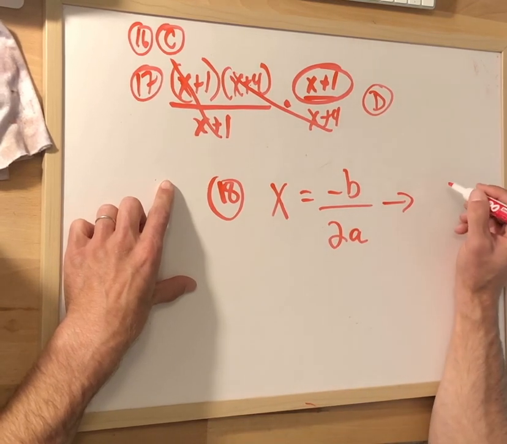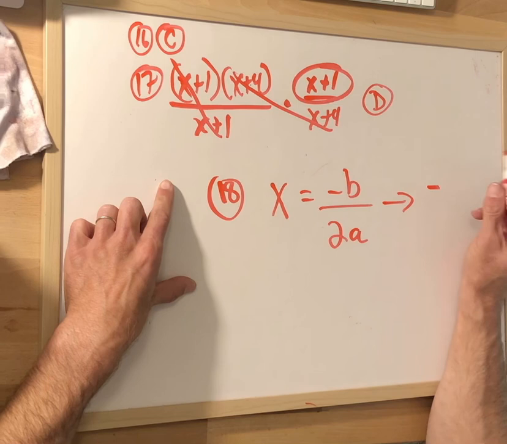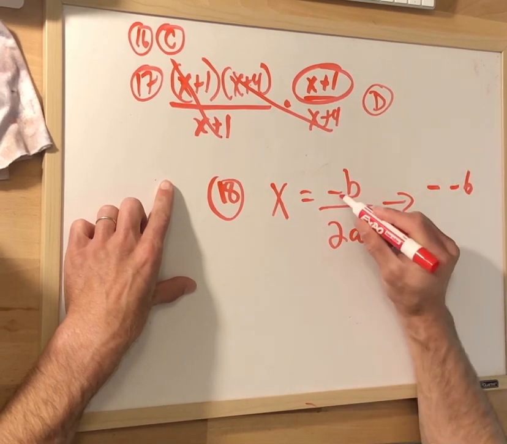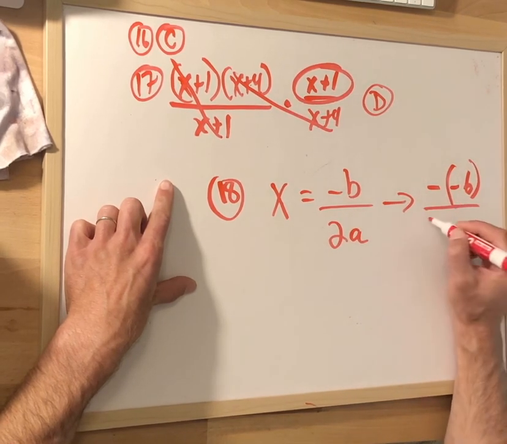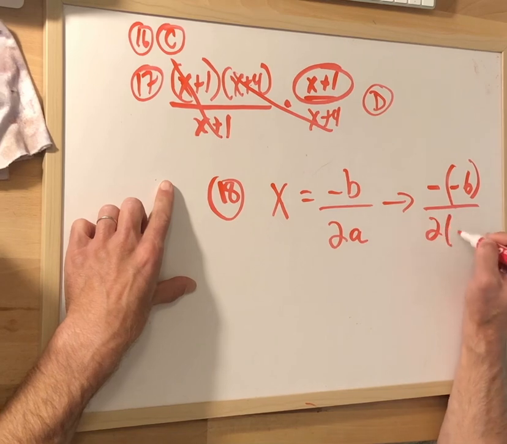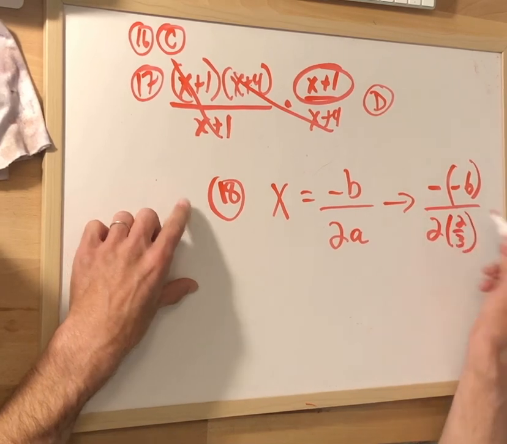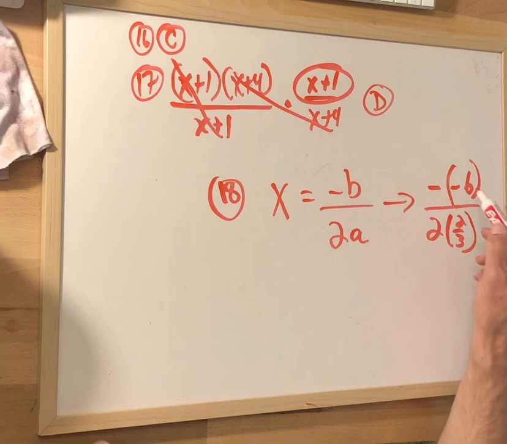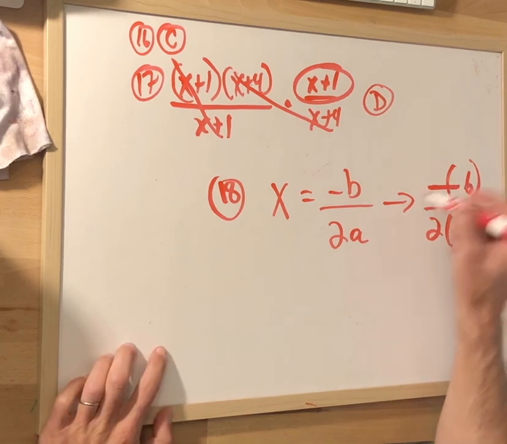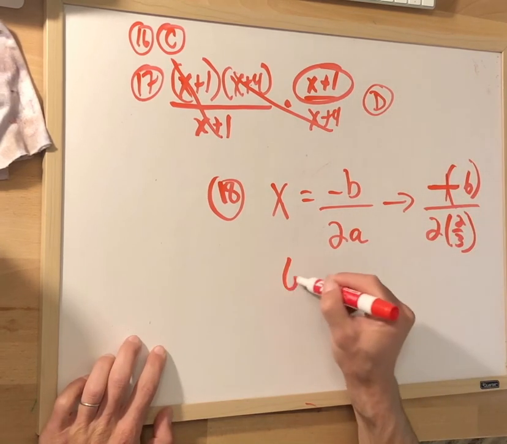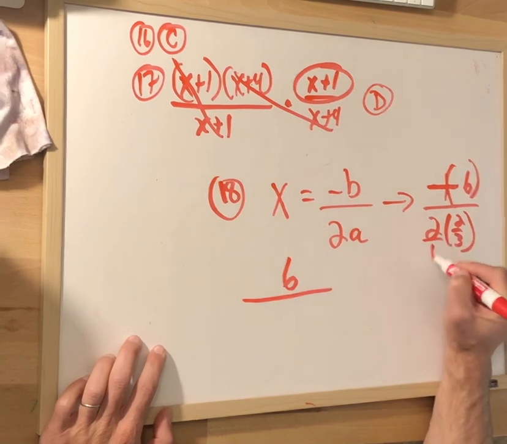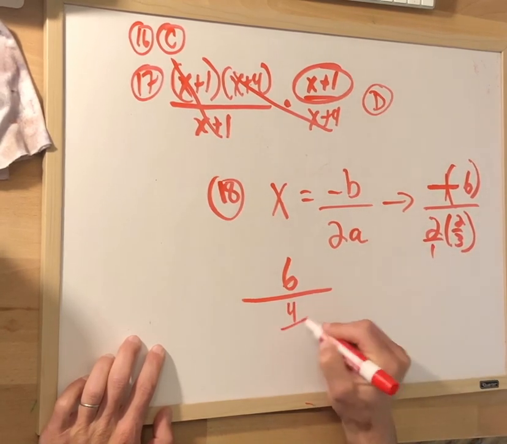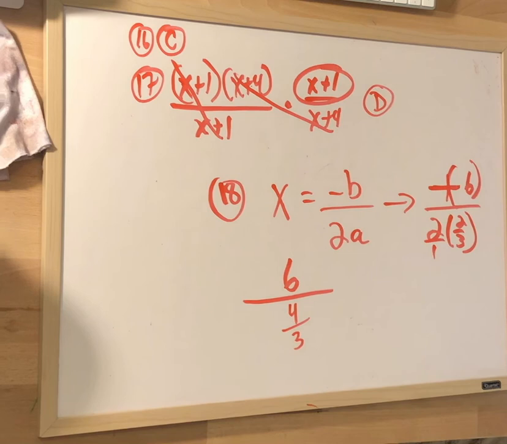Your b is negative 6, so that's negative b over 2 times your a, which is 2/3. Here's your simplification. This is going to give you a positive. 6 over 2 over 1 times 2 over 3 is equal to 4 over 3.